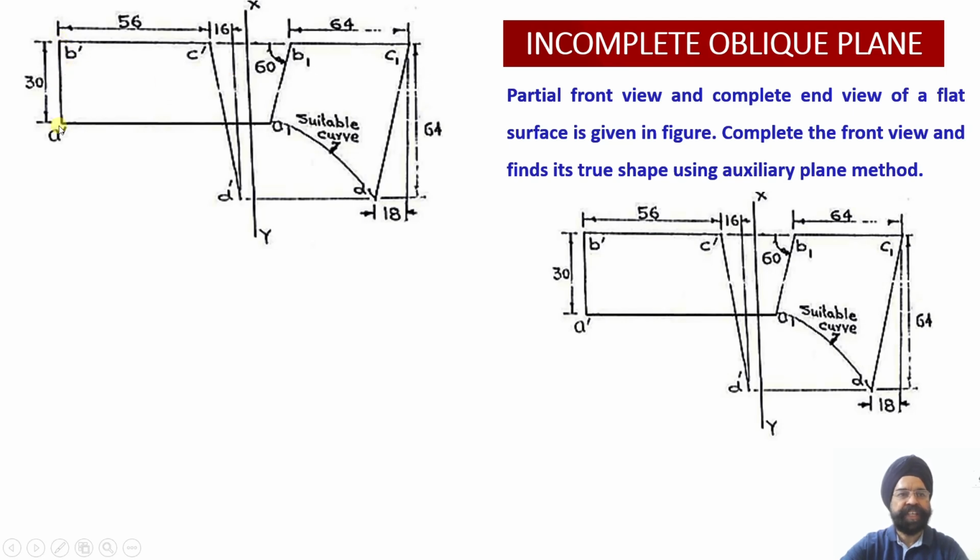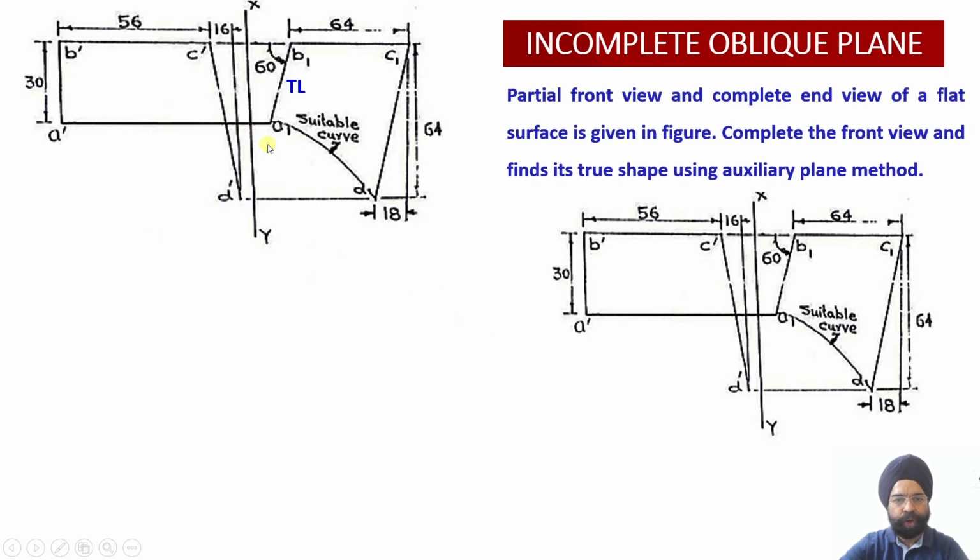Since A dash B dash happens to be parallel to XY, so A1 B1 is my true length. Just see, I have marked the true length over here as A1 B1. Now what I am going to do, as usual, I am going to extend this true length. Usually I say extend by 1 centimeter or nearby, but since I have to go clear of the picture, my auxiliary plane should be drawn here.